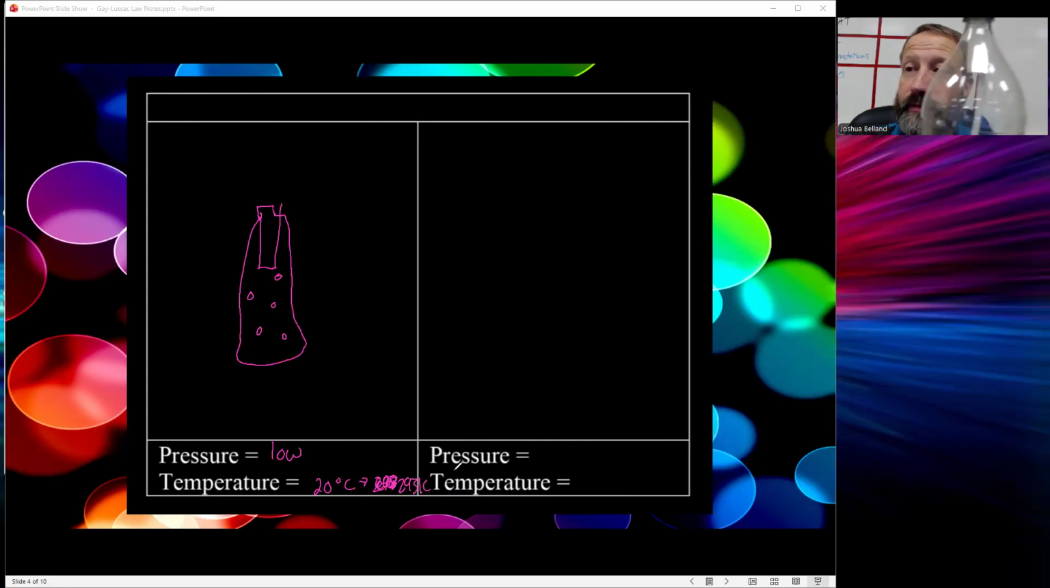Now, this is a special lid. I don't know if you've ever seen them. These are called fizz keepers. You can buy them on Amazon.